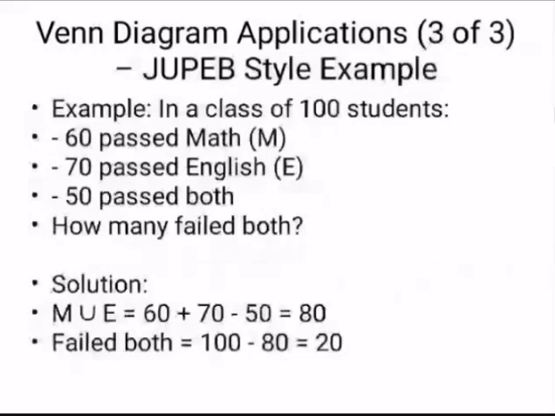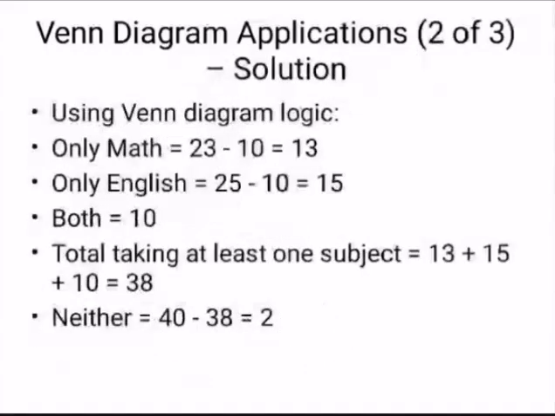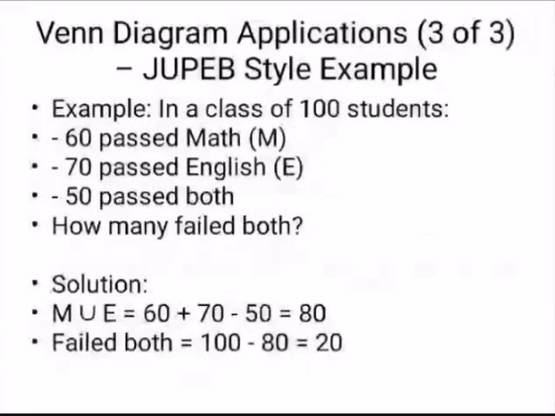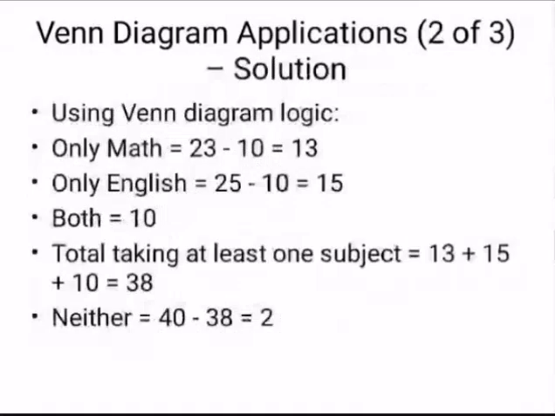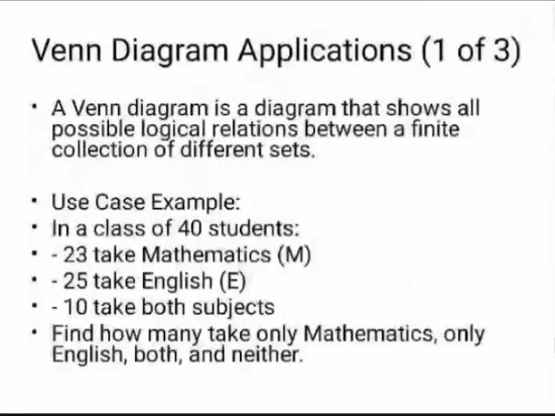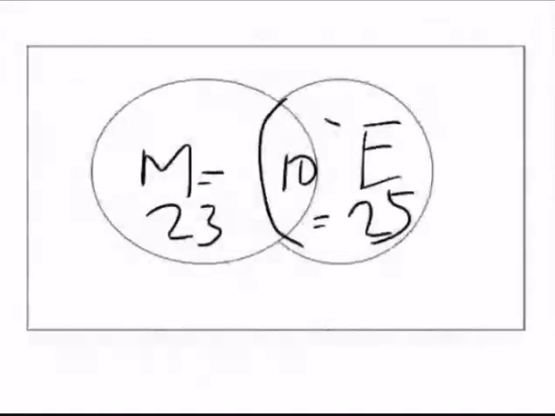So in a class of 100 students, 60 passed maths, 70 passed English, 50 passed both. How many people failed both? So I'll use the same diagram to draw the Venn diagram.